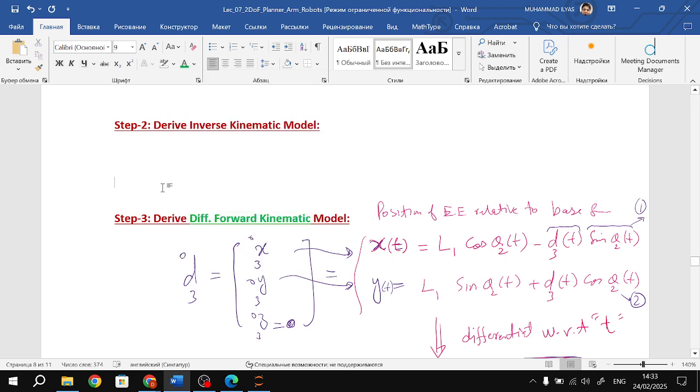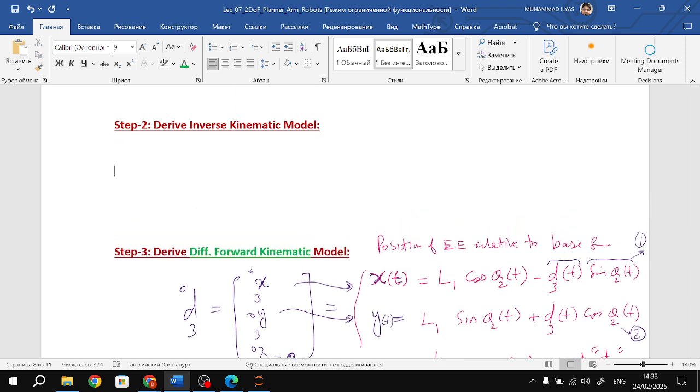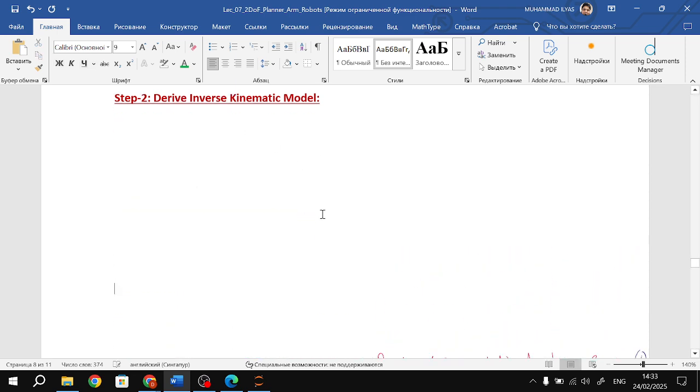Because we consider only the velocity component, not the angular velocity. Only the linear velocity part: x velocity, y velocity, z velocity. Z is 0. When we differentiate, it will be called differential forward kinematic. The green one, differential forward kinematic, right? So now we go to the inverse kinematic.